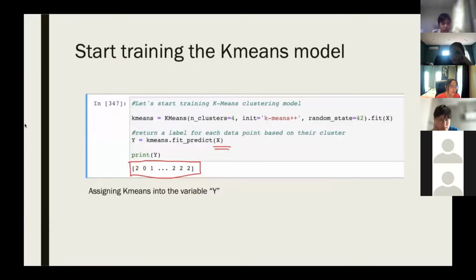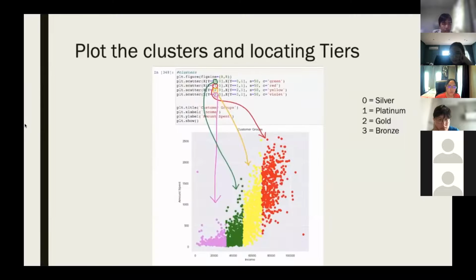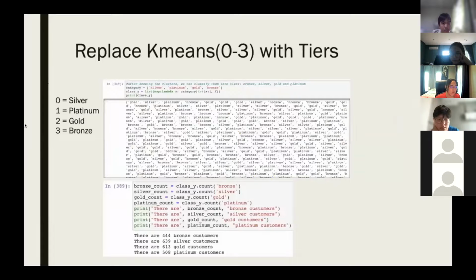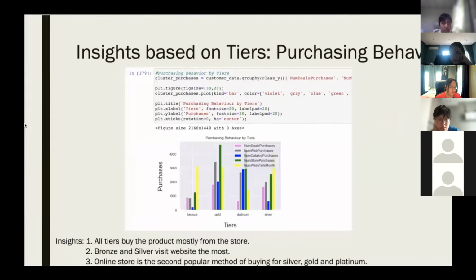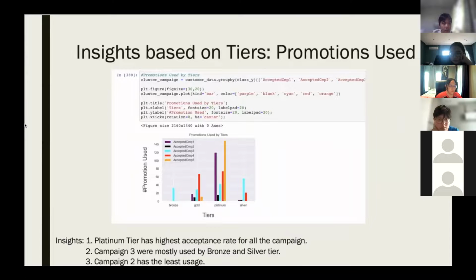After knowing the number of clusters, I start training the K-means algorithm, then assign the variable y to the trained model. After plotting the clusters, we can finally locate the tiers, and then we can replace the tiers in the elements of the variable y, which shows that the majority of customers are silver, followed by gold, and then platinum, and then bronze. After all the process, I can finally find the insights based on tiers of the spending behavior, purchasing behavior, and the promotions used.